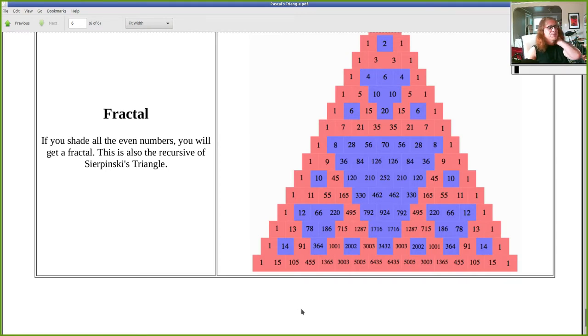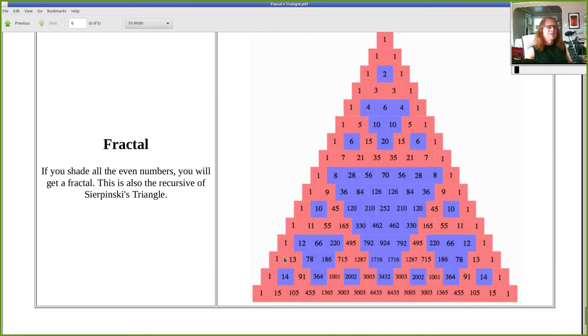triangles. So if you shade in all of the even numbers, you get this cool shape where you have a triangle with, you know, 3 other triangles in here surrounding a bigger one, and that pattern repeats. If you expand this out, you can make this fractal image, and the pattern corresponds to the even numbers in Pascal's triangle.